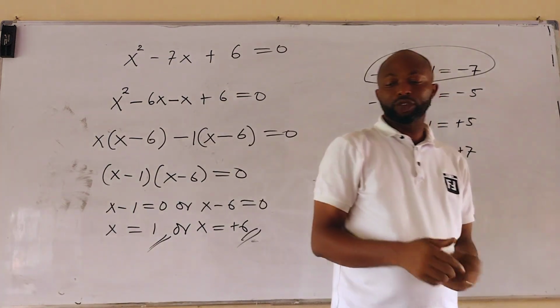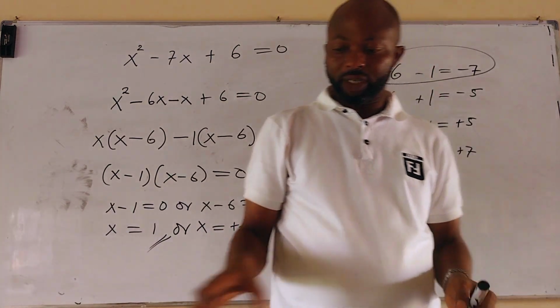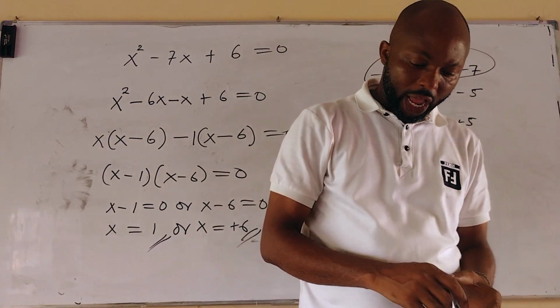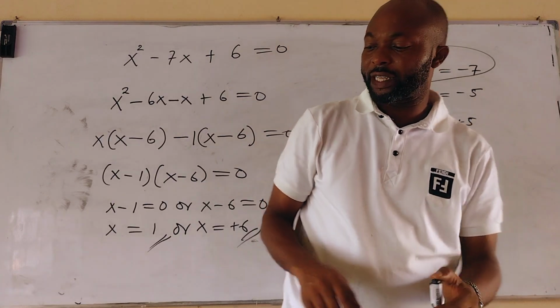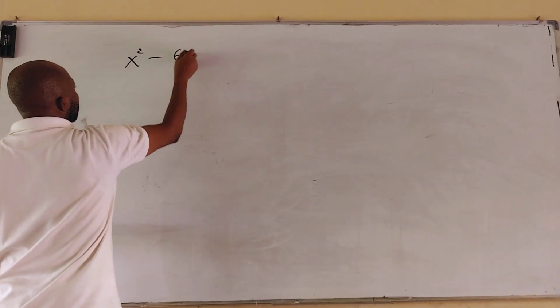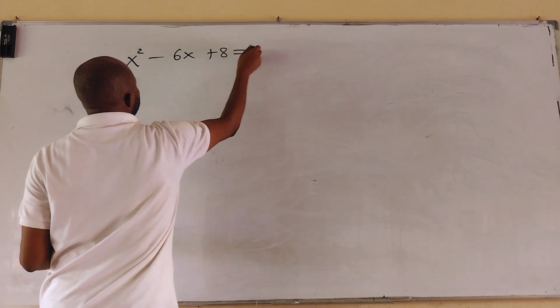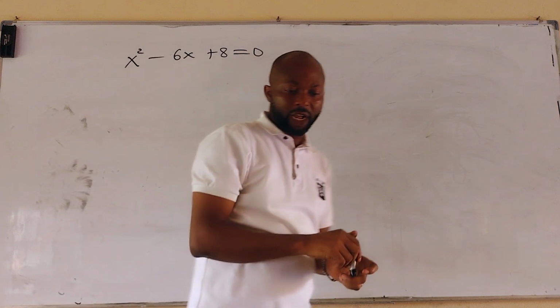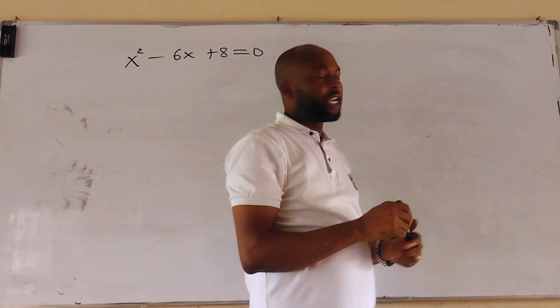So we're still going to proceed. Let's see what we can do with this principle. Next question, x squared minus 6x plus 8 is equal to 0. So let's confirm that. x squared minus 6x plus 8 is equal to 0.